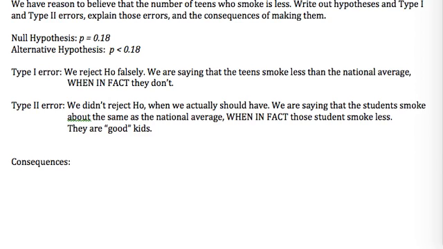Okay, so I want to talk about the consequences of this one before we leave off with this video today. So what is the consequence of committing a type 1 error? Sometimes a type 1 error is worse, sometimes a type 2 error is worse, sometimes it depends on who you are and your interests in the problem. So what are the consequences of type 1 in this scenario? We're saying that teens smoke less than the national average when in fact they don't. What do you guys think? Help me out.